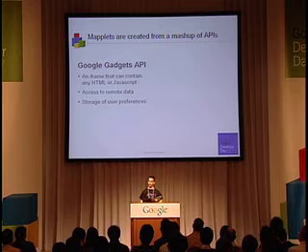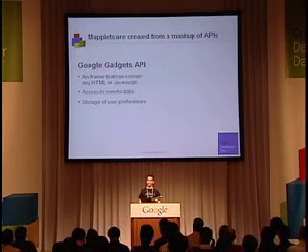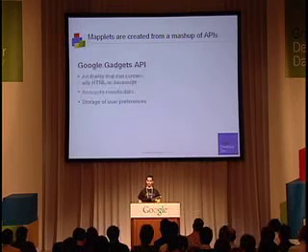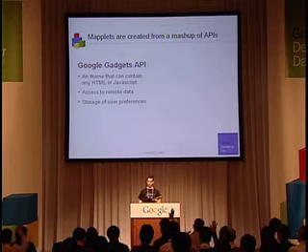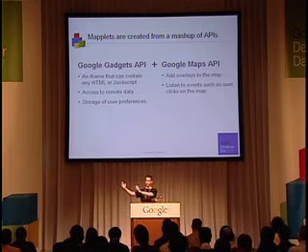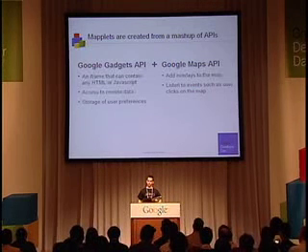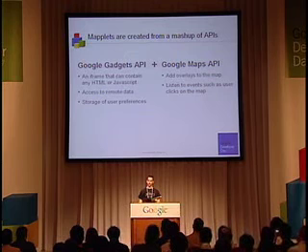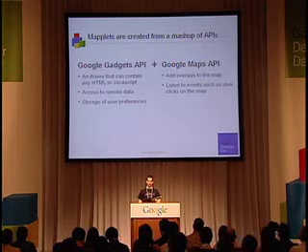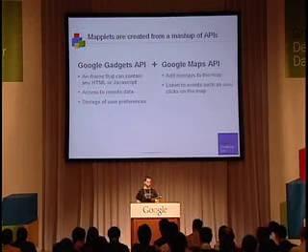And on the other side, how many of you attended a talk today on the Google Maps API? Show of hands? Thank you. So Mapplets are Google Gadgets meets Google Maps. So the Mapplets use the Google Maps API, and they allow you to control the map. So you can add overlays to the map, and you can listen to events such as user clicks on the map.